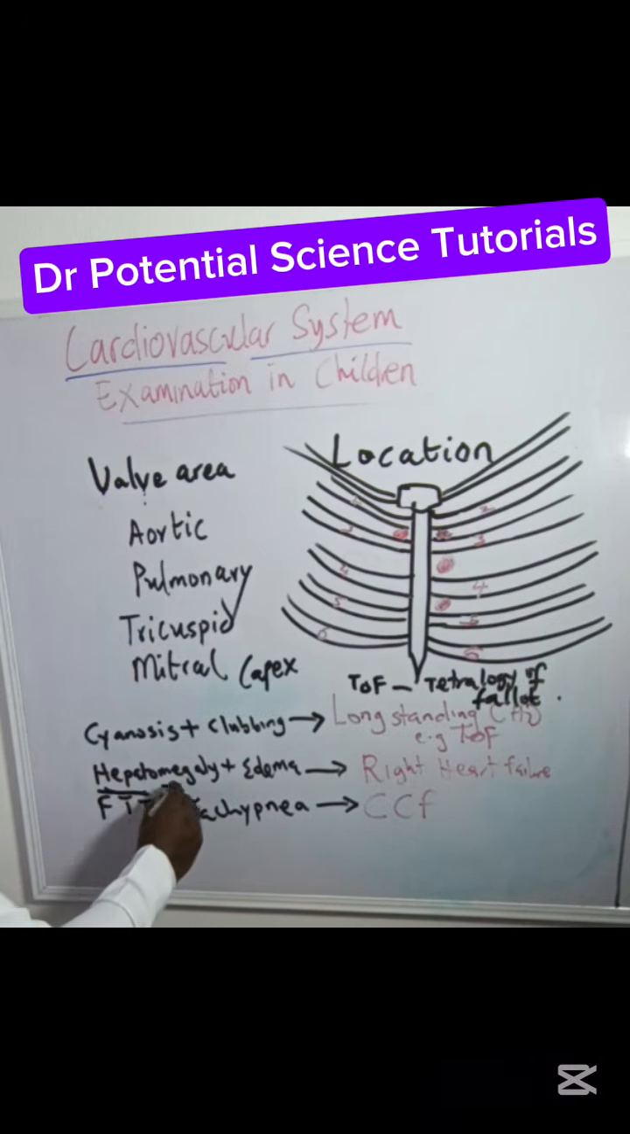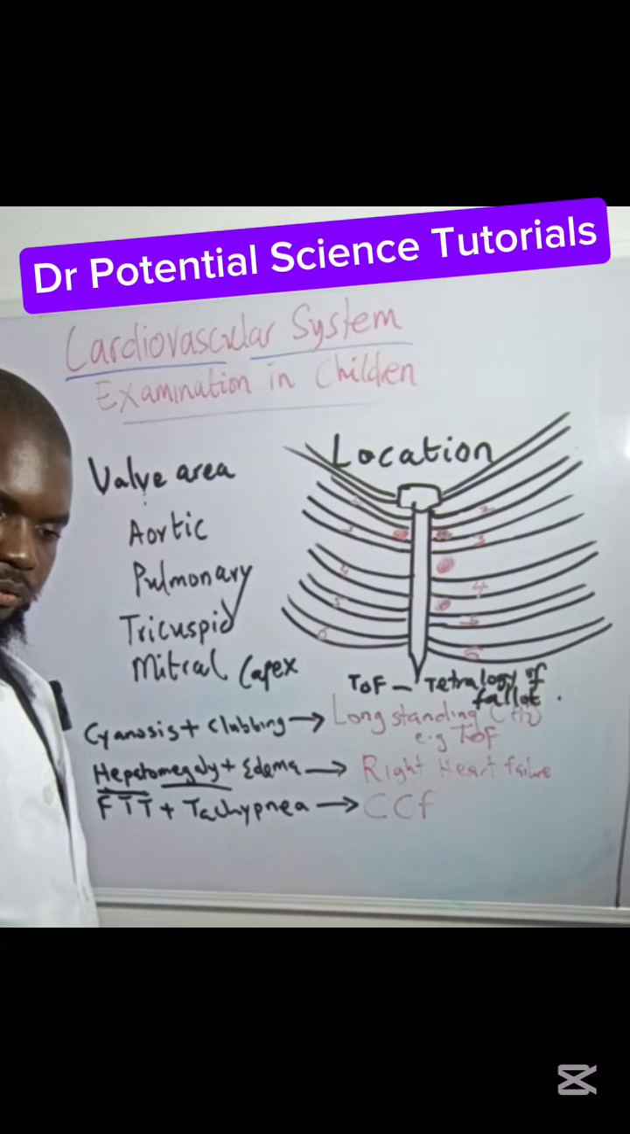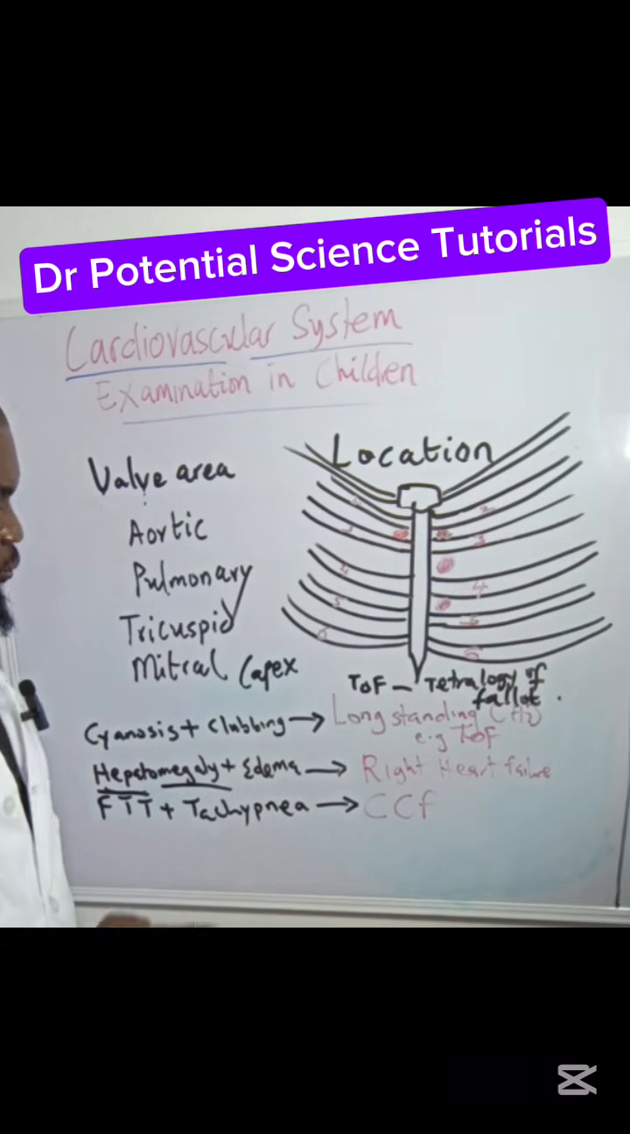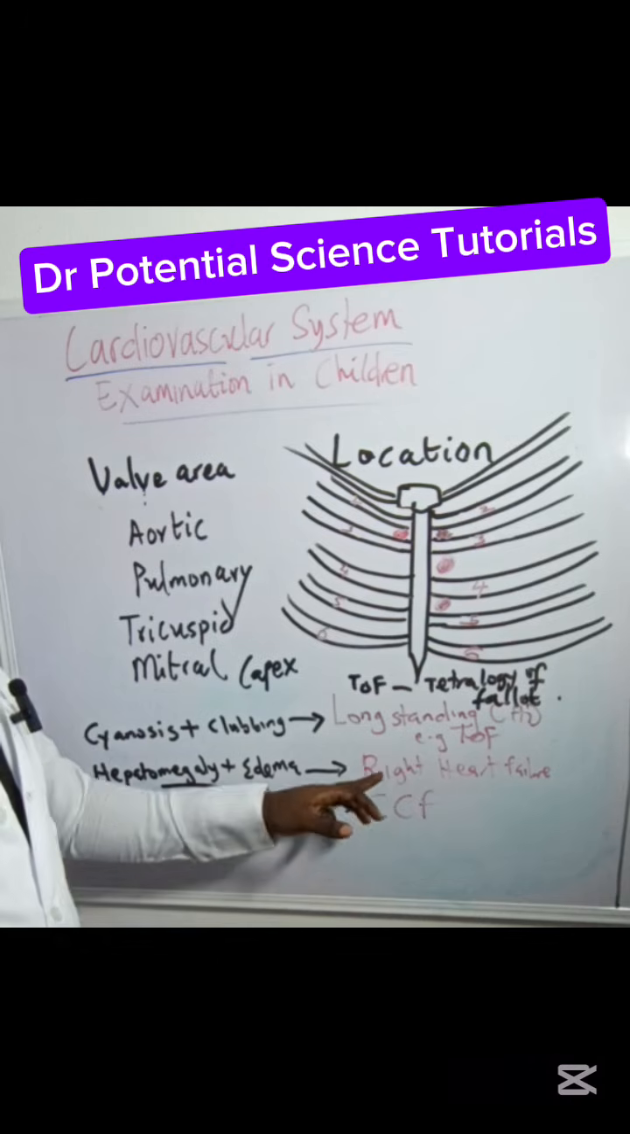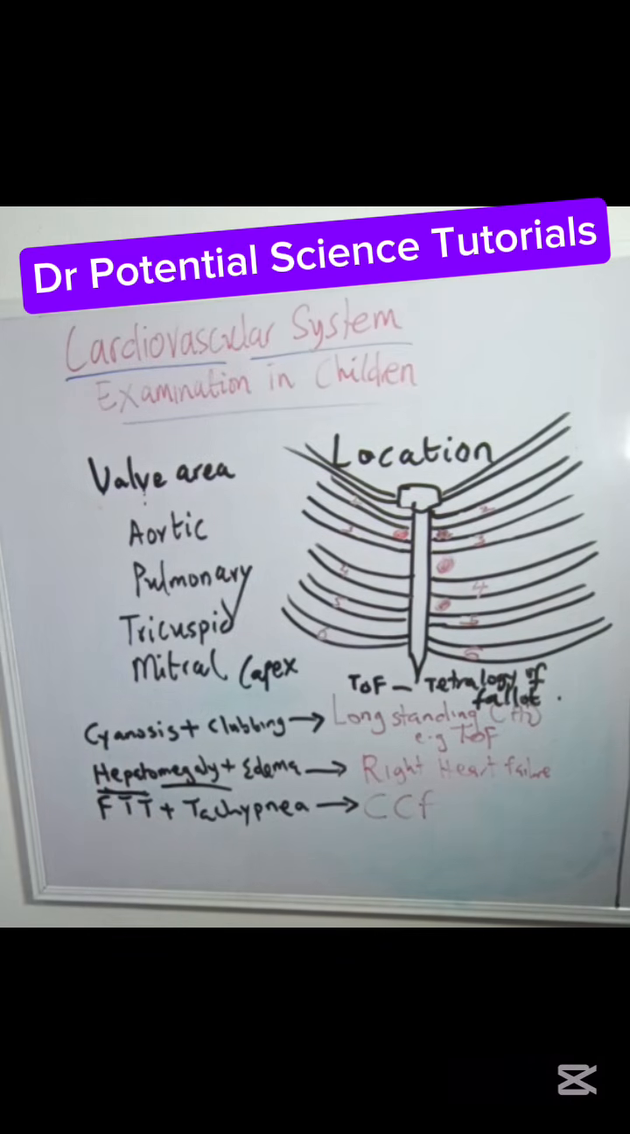If a child has hepatomegaly, hepa means liver, if the liver is bigger than normal, and the patient has edema, swelling, maybe on the leg or on the face, and on palpation there's hepatomegaly, then that patient has what we call right heart failure. The right side of the heart is failing already.